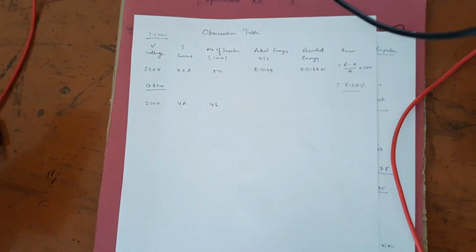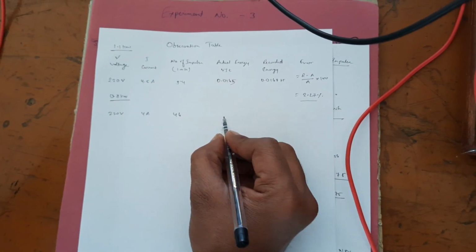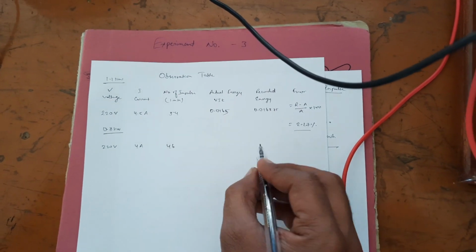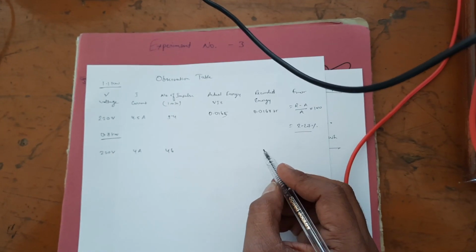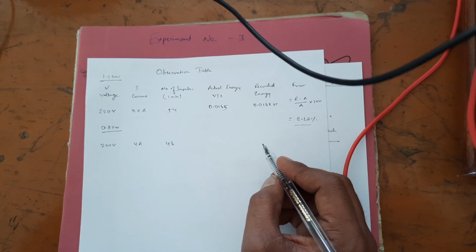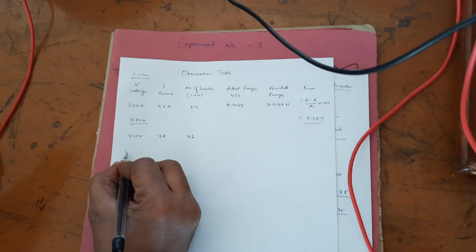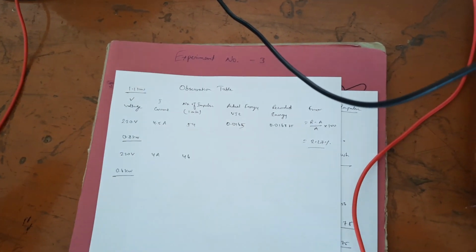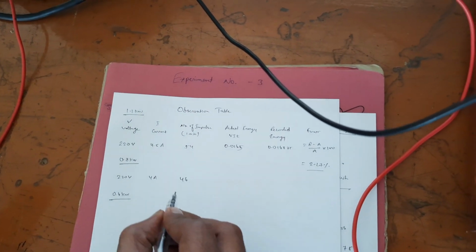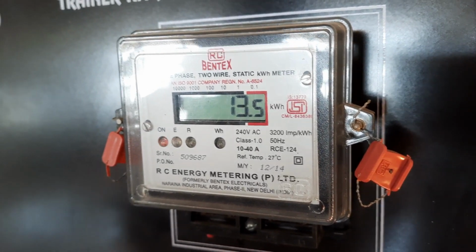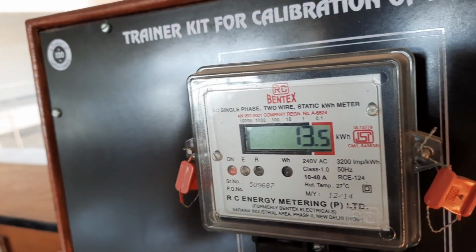We are having 46 impulses. Now use the formula V into I into T and fill this table. We already have our number of impulses, so we can calculate our recorded energy and then find the relative error. Similarly, we will go for 0.6 kilowatt of load and so on. Now for 0.6 kilowatt we are calculating the number of impulses.